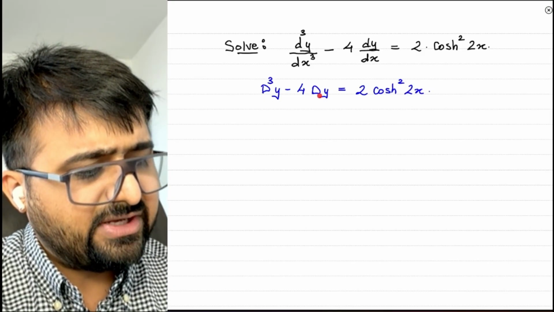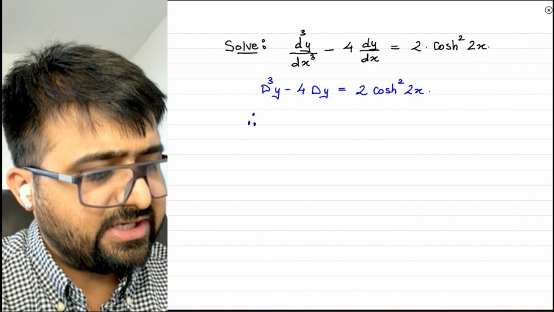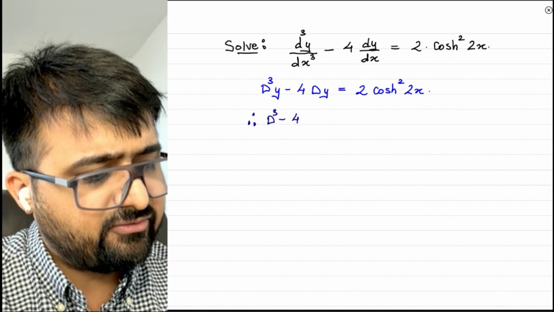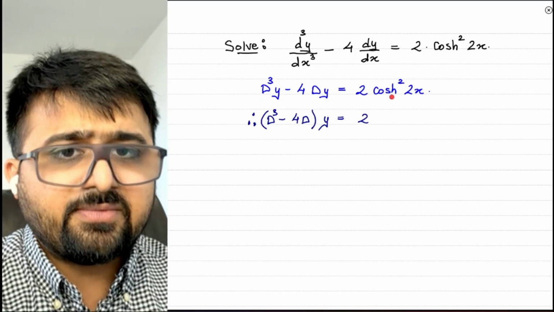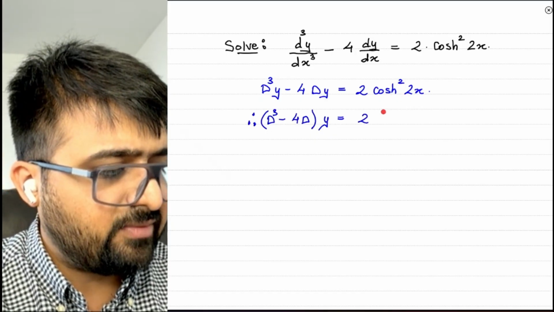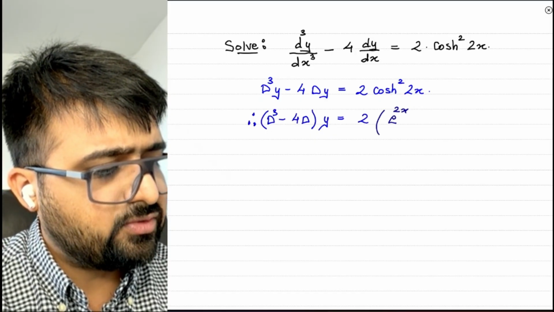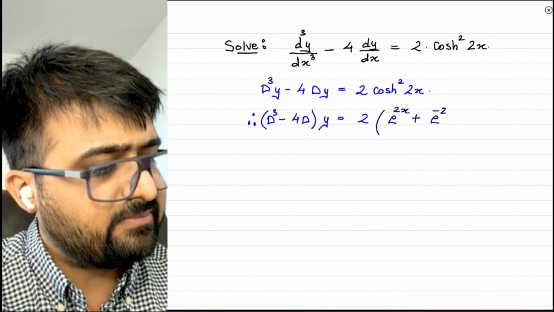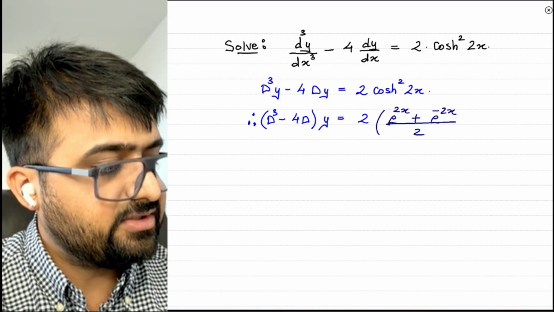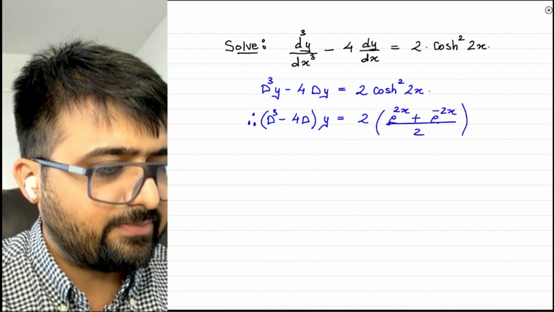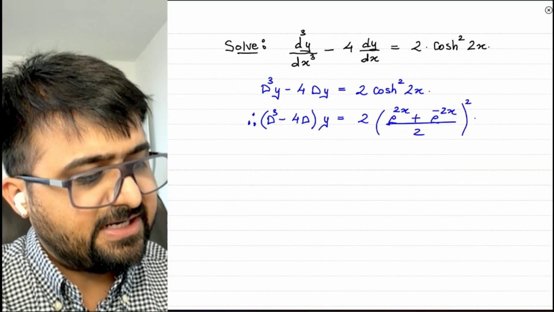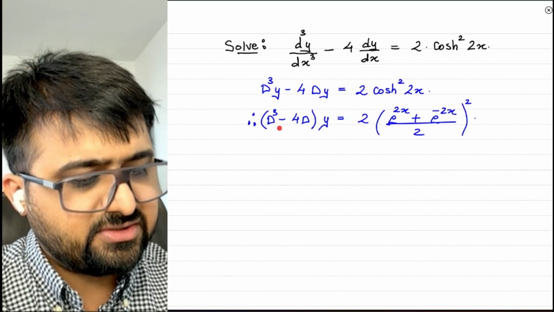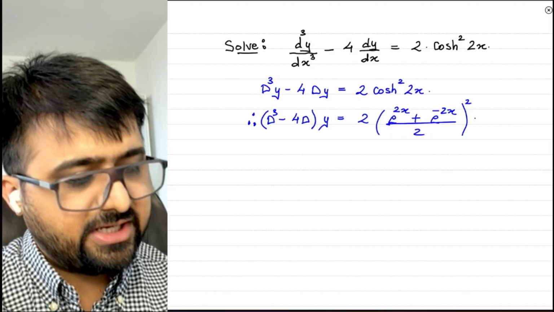Okay. Now we can factor out y from here. So therefore we have D cube minus 4D times y is equal to 2 cosh square 2x. Remember, the formula for cosh theta is e to the power 2x plus e to the power minus 2x, divided by 2. And there is a whole square. Now we can expand this square, find the auxiliary equation, complementary function, and all of those fun stuff. Okay, let's get into it.